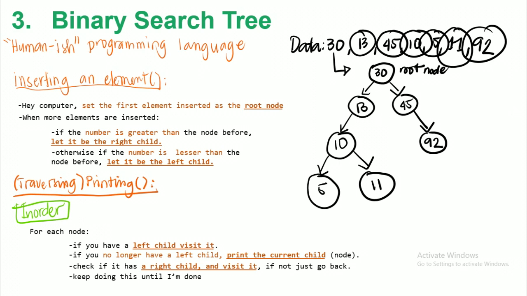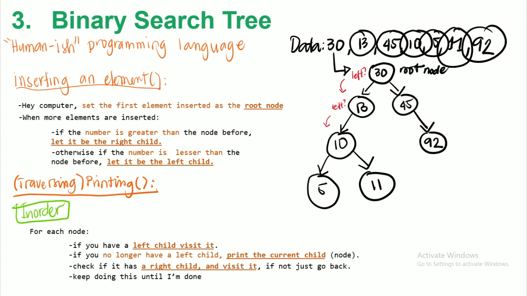So now, let's visualize the instructions that we've written. When we ask the computer to print out all the elements inside a binary search tree, the computer first asks the first node, do you have a left child? Since it has a left child, it will visit it. Then, when it is already at that child, it will ask again if it has a left child.